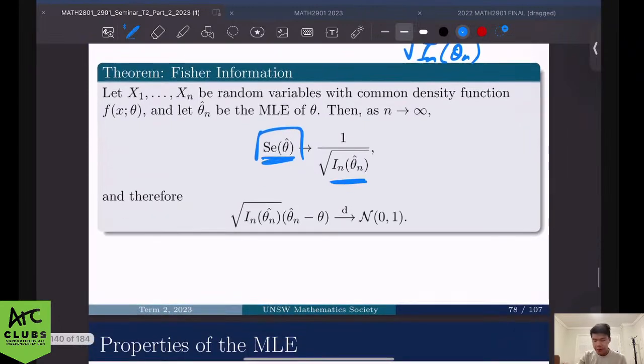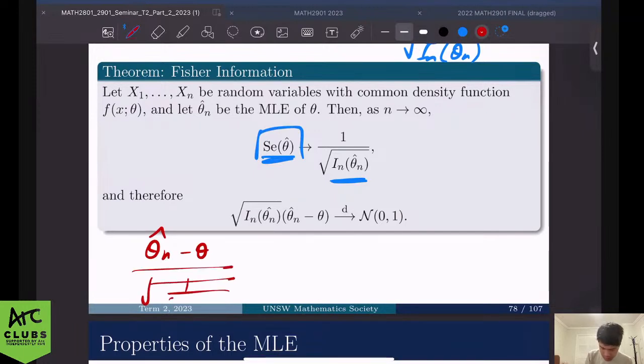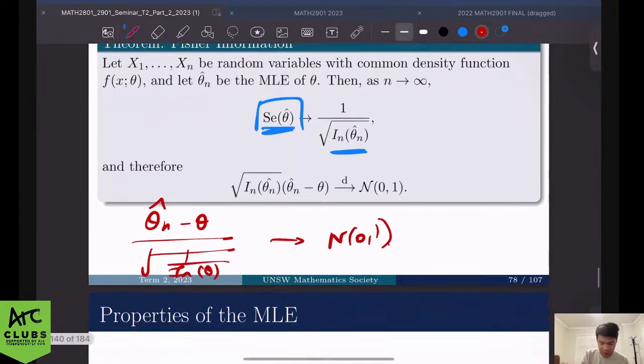And if you think about it, that means you can replace the standard error with the Fisher information. That's going to be asymptotically normal. So you just multiply through by the Fisher information on the top, and you'll get this.